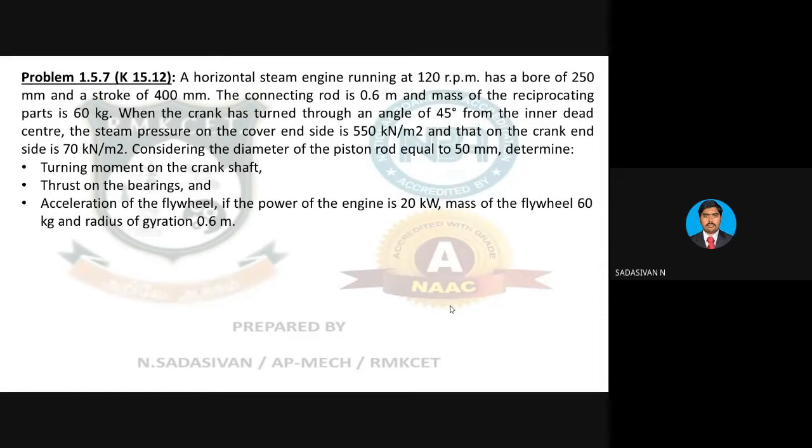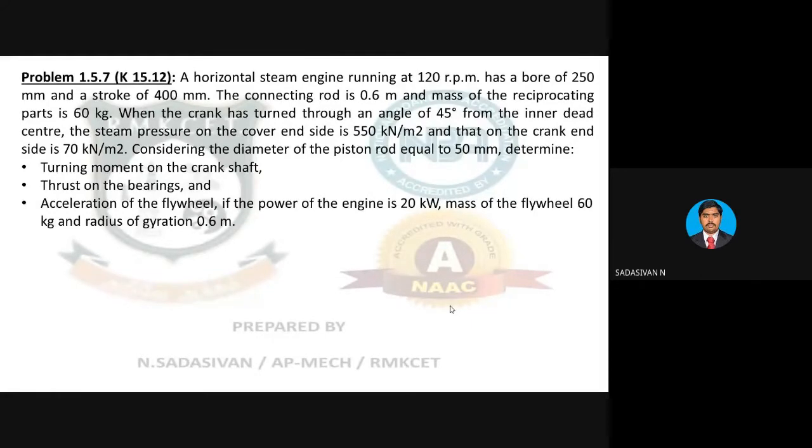It's 550 kilonewton per meter square, and that on the crank side is 70 kilonewton per meter square, which is on the bottom side of the piston. Therefore, it's a double acting cylinder. Okay. Consider the diameter of the piston rod equal to 50 millimeter. So with that, you have to find that small a and subtract from the area for the double acting reverse pressure. Small a, small d is 50 millimeter. Okay. With that, you have to find the area.